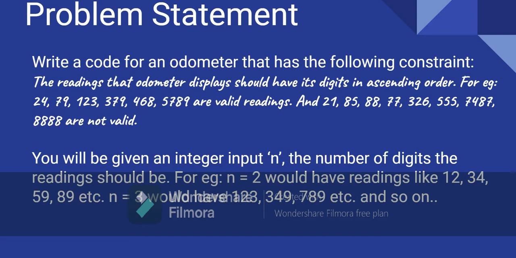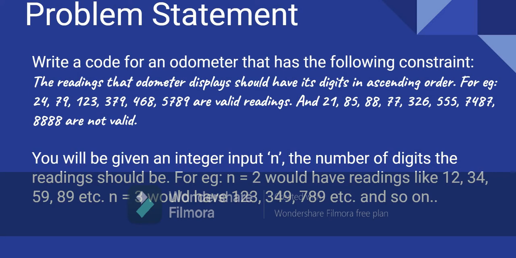The problem statement says that you have to write a code for an odometer that has this constraint: the readings that the odometer would display would have their digits in ascending order, strictly ascending order. So 24, 79, 123, numbers like that are valid, and 21, 85, 88, 77, and numbers like these are not valid. As you can see, the digits in these are not in ascending order, and this is the constraint.